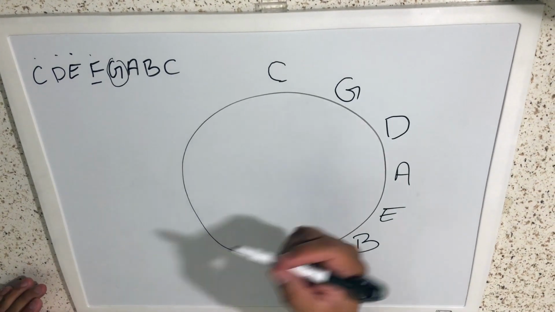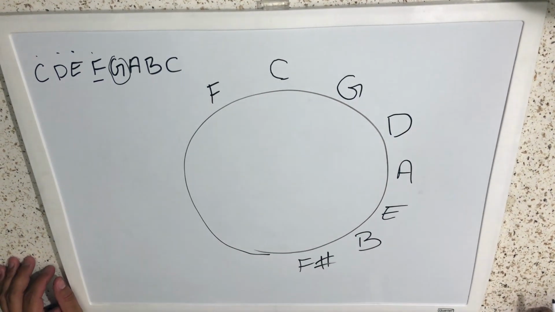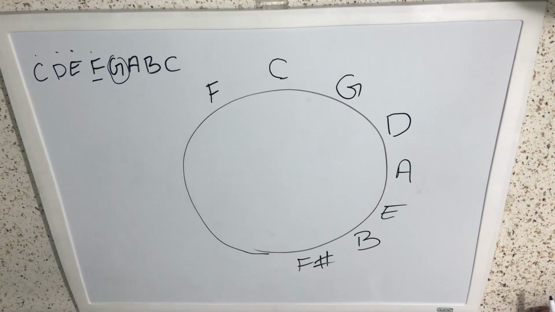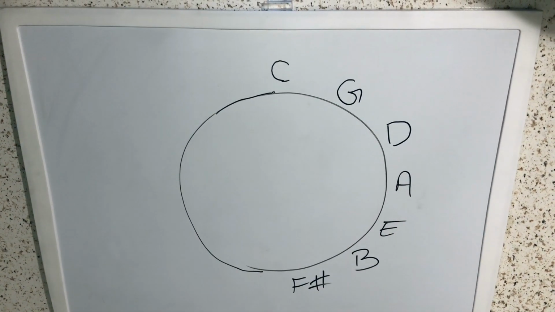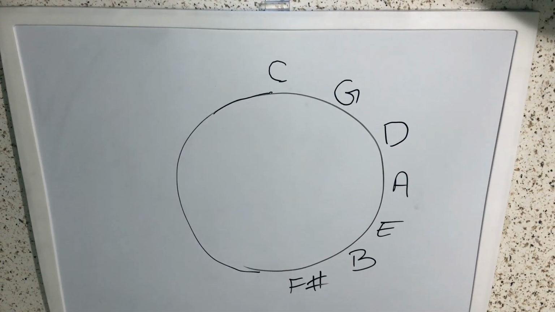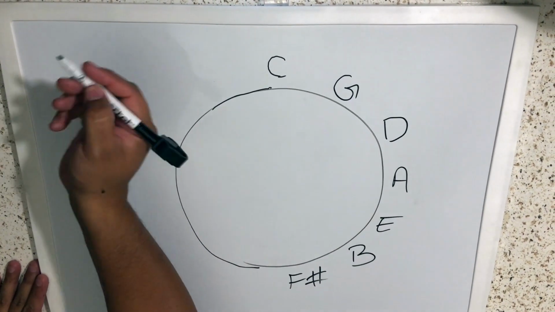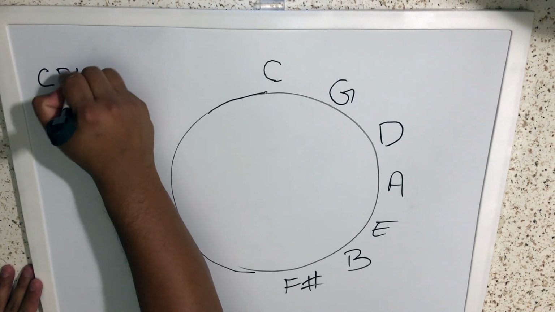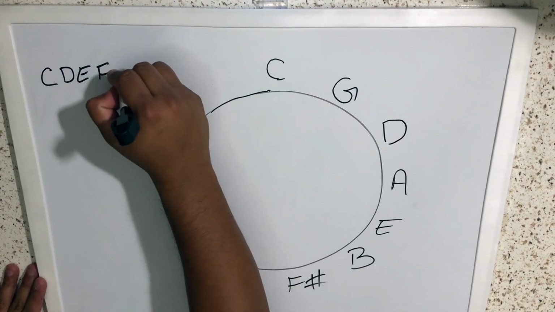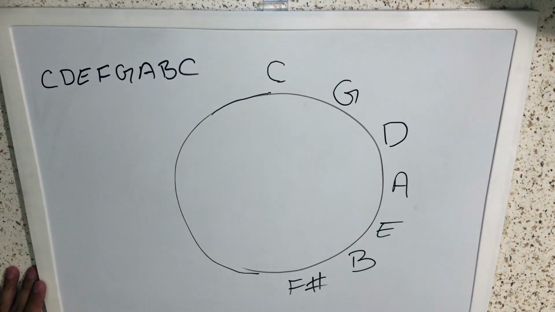So if this way is the circle of fourths, we're going to have an F right there. Okay? And so on and so on. Like I had said, clockwise we have the circle of fifths, counterclockwise we have the circle of fourths. Just as a quick reminder, let's write down our C major scale again. We have C, D, E, F, G, A, B, and back to C.